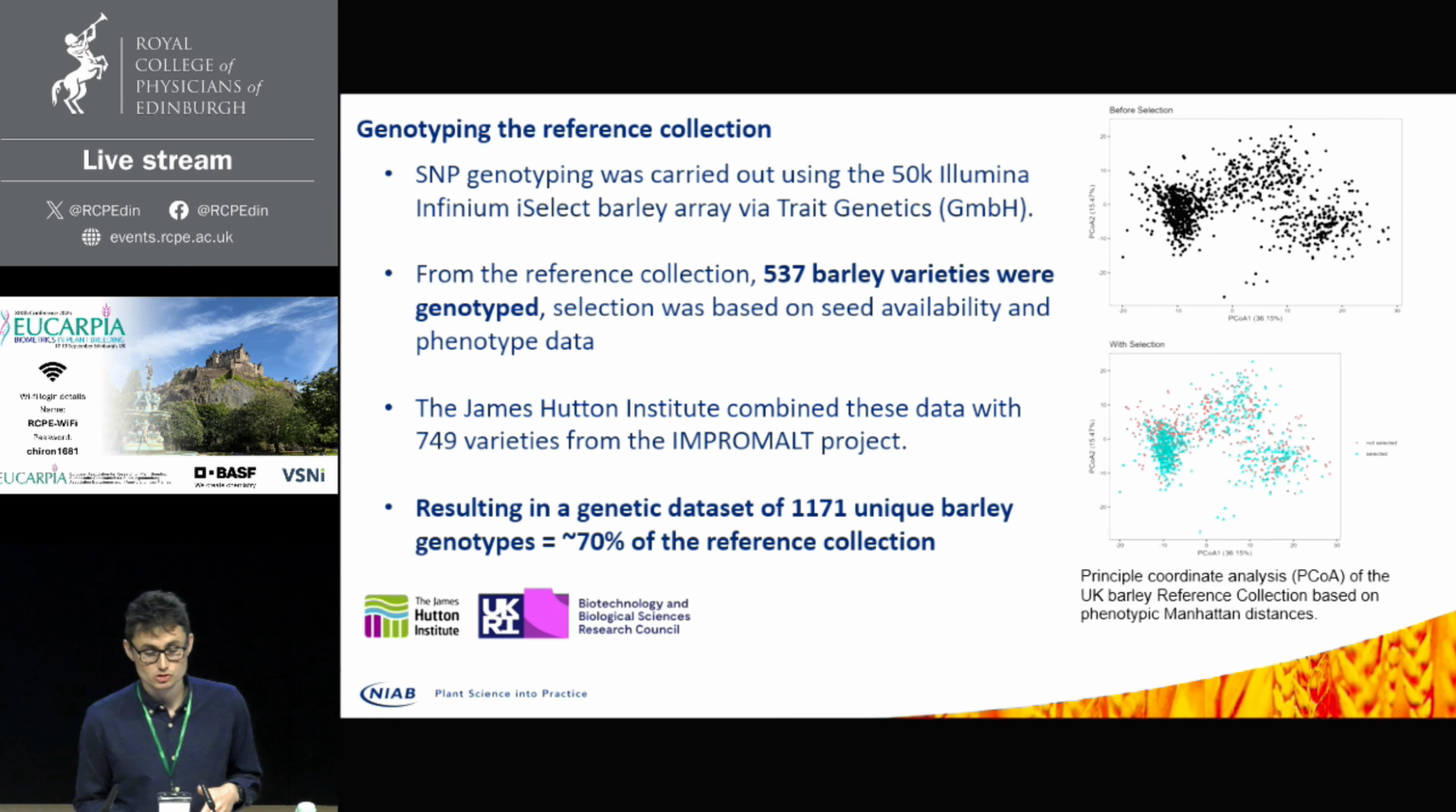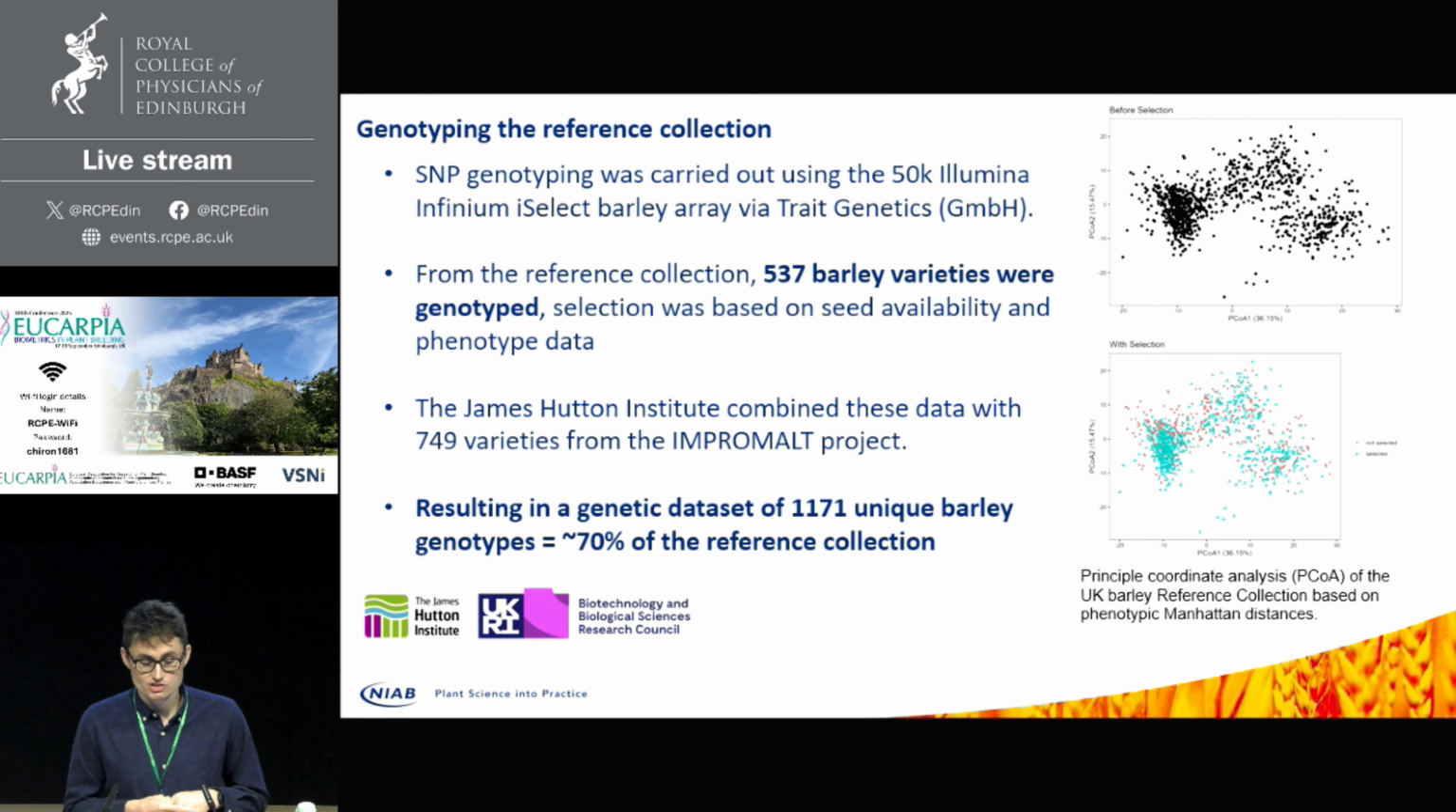So I should just say that I'm just talking about the distinctiveness test as part of the DUS cycle today, not uniformity and stability. So I won't spend too long on the genotyping aspect, although it did take a lot of the project. So we genotyped a proportion of the technical reference collection, which was 537 barley varieties.